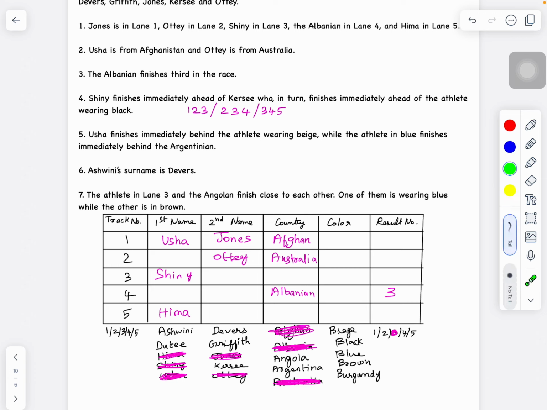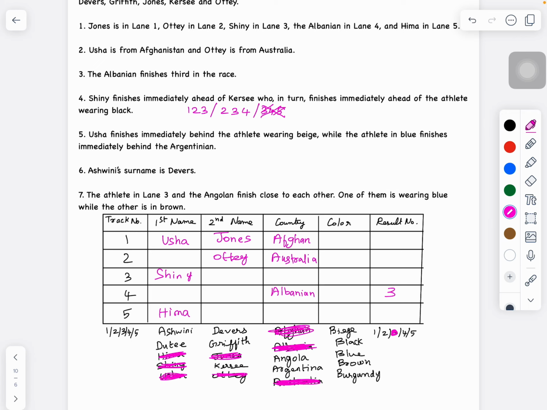But we know one thing, Shiny cannot be in third rank because Shiny comes in a different row than Albanian, who is the third rank person. So this particular option is out of the picture. The only 2 possibilities here are the first, second, third rank combination, or the second, third, fourth rank combination. We don't know which. We'll come back to this later. Let's go to the next point.